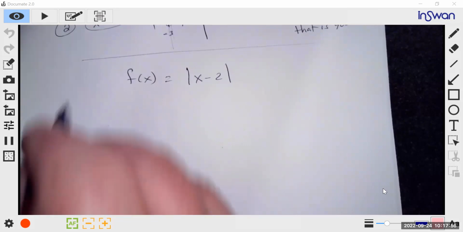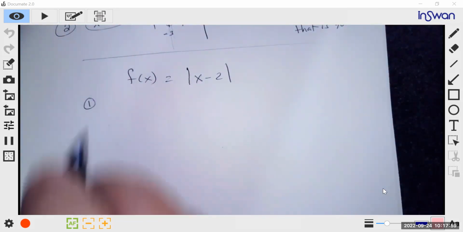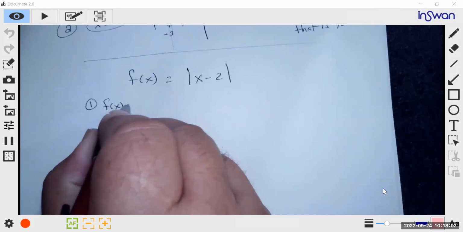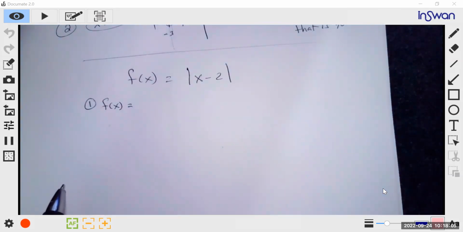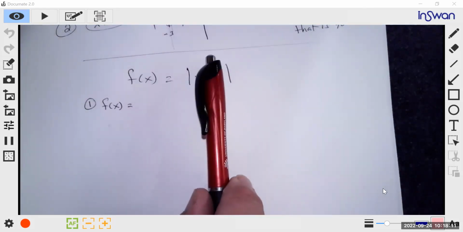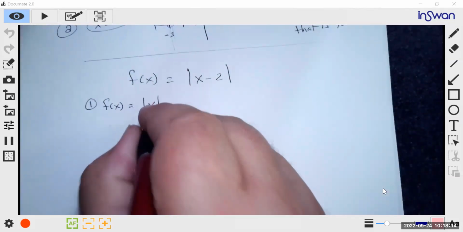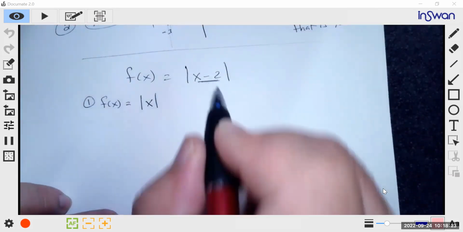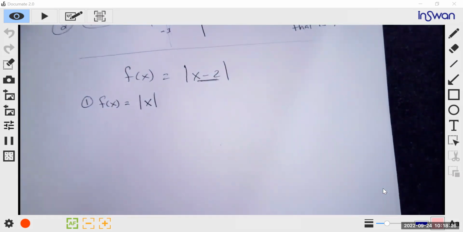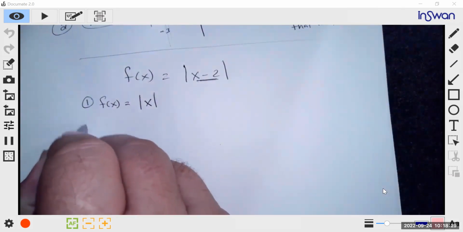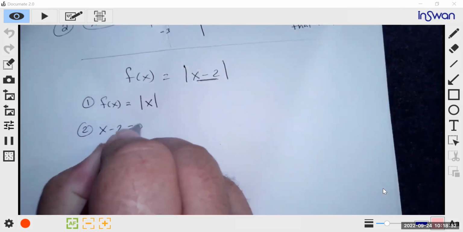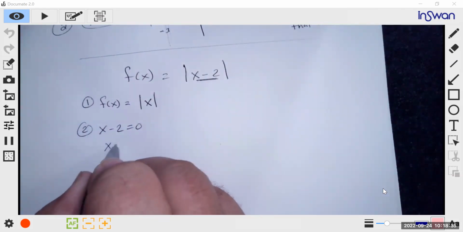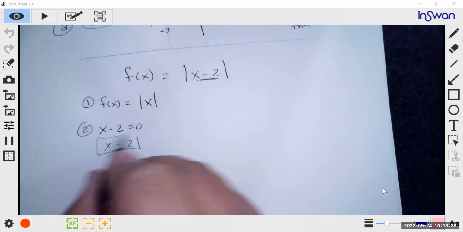So what's the function from the library? If you get rid of the number, what do you have? Absolute value? The absolute value of x, right? Yes. The function is the absolute value. So now here, x is being changed, so that means it's a horizontal shift. Set inside the operation equals 0 and solve for x. This is your horizontal shift.